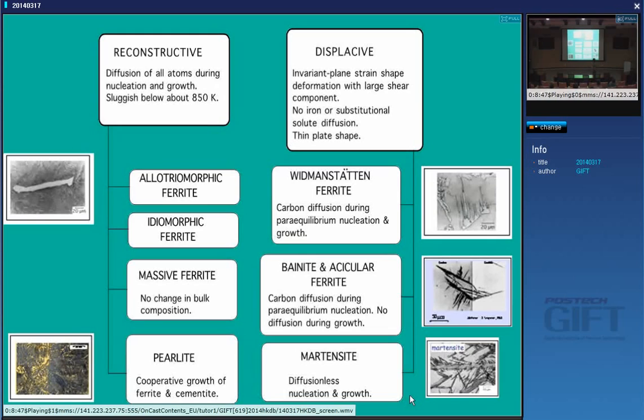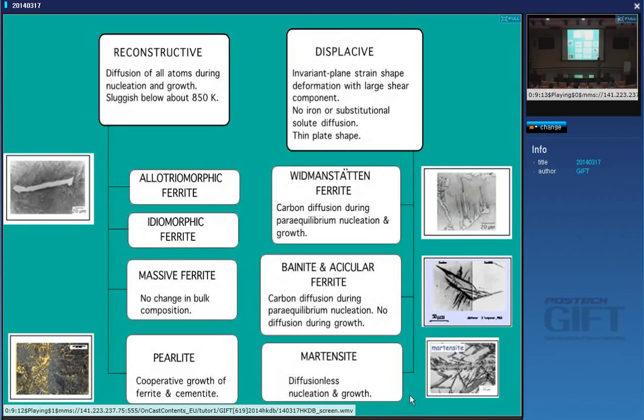And reconstructive means you start with a parent crystal structure, you break all the bonds, and you rearrange the atoms into a different pattern. That clearly requires diffusion. Okay? And if diffusion occurs, then there may also be a composition change, because some atoms will prefer to be in the parent and other atoms in the product phases.